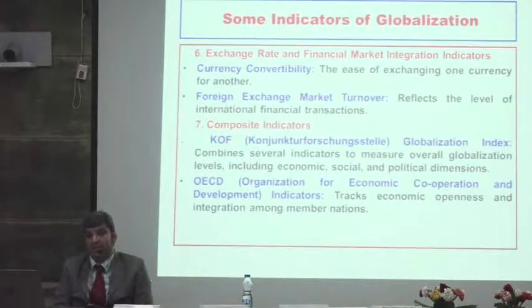Composite indicators. The indicators we have discussed till now are single indicators. There are many composite indicators as well, for example the KOF Globalization Index. It combines several indicators to measure the overall globalization level, including economic, social, and political dimensions. For economic globalization there are so many indicators, and likewise for social globalization and political dimensions. KOF includes many dimensions and then gives an overall picture which includes economic globalization, political globalization, and social globalization.